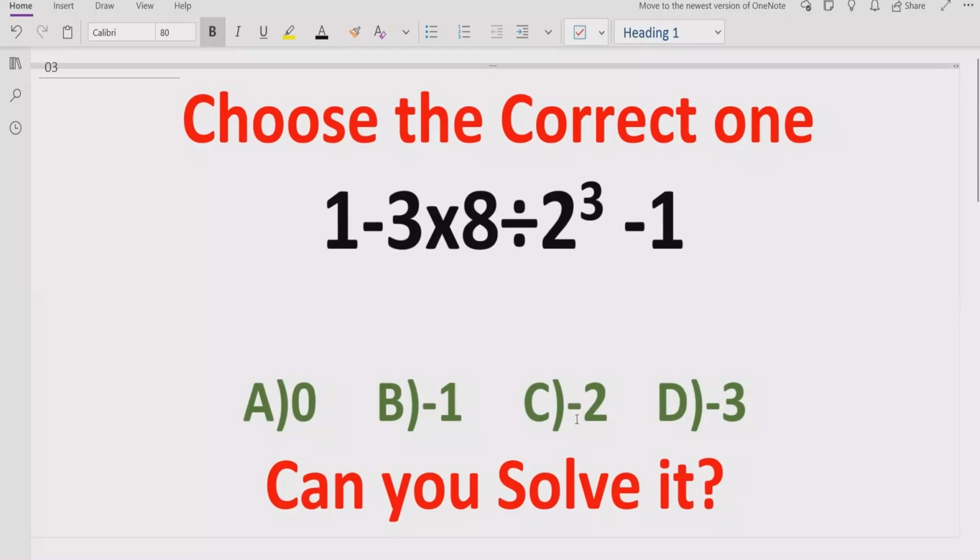Today we will solve another quiz which is related to arithmetic expression. The quiz contains the basic operations plus, minus, multiplication and division. So we have to solve this quiz using PEMDAS and BODMAS method and find out the correct answer. In the answer list we have four answers. A is 0, B is -1, C is -2 and D is -3. So let's see after solving it which answer is correct.